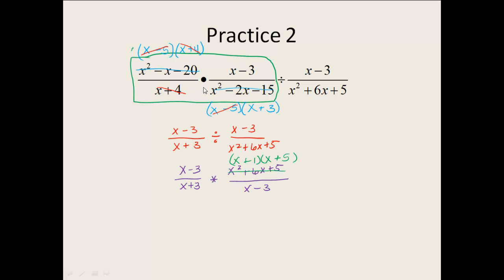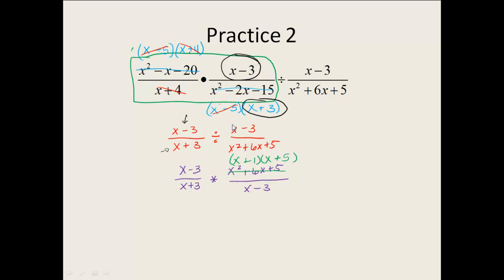Okay, start by doing the multiplication portion. I factored both of the x squared equations. Then I noticed I could cancel my x plus 4's out. One's on top, one's on bottom. Could cancel my x minus 5's out. One was on top and one was on bottom. So from that portion, I was left with this x minus 3 on top, which I have right there, and this x plus 3 on bottom, which I have right there.